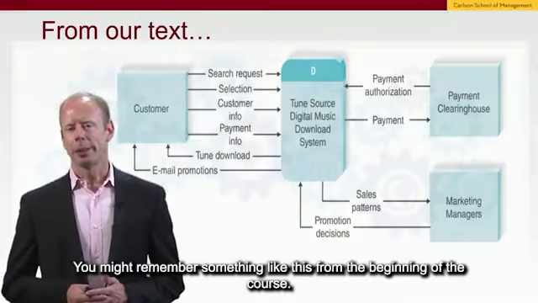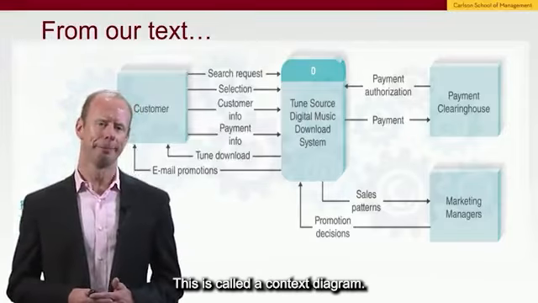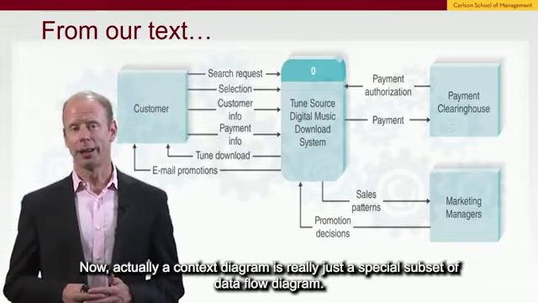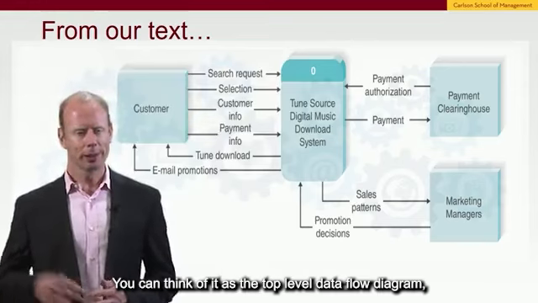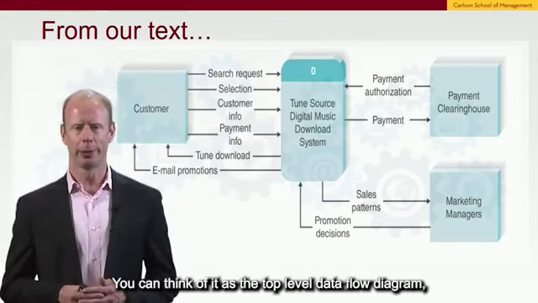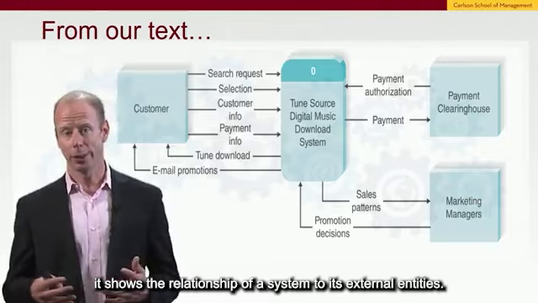You might remember something like this from the beginning of the course. This is called a context diagram. Now actually, a context diagram is really just a special subset of data flow diagram. You can think of it as the top level data flow diagram. It shows the relationship of a system to its external entities.